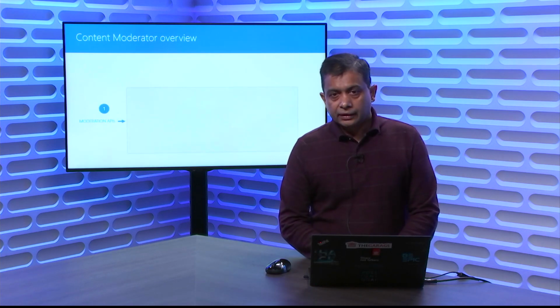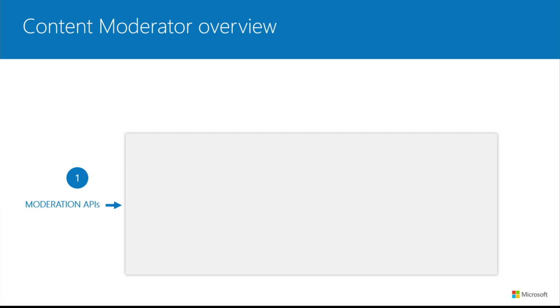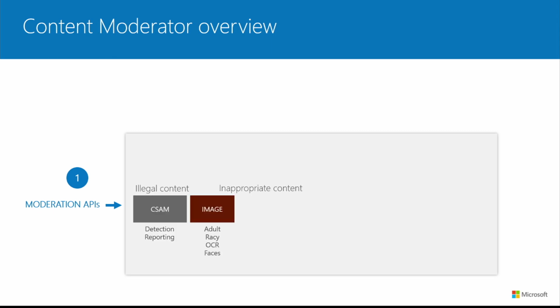At the bottommost layer are what we call the moderation APIs. These are REST APIs that you can call from your application to scan for illegal content and inappropriate content within image, text, and videos. An example of illegal content is CSAM, which stands for Child Sexual Abuse Material. This is a technology that Microsoft built and donated to the world, and agencies and companies worldwide are using it. We have made it easy to embed these technologies into your application, so there is really no excuse not to start with at least scanning for illegal content.